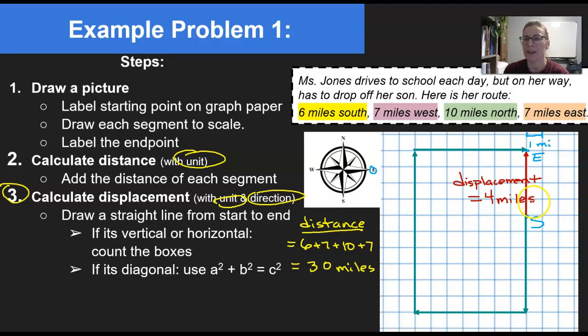But we also need a direction. So what direction is our arrow pointing when it goes from start to end? It's pointing north. So we're going to add that onto our answer. 4 miles north. Or you could just leave it with a capital N. All right, so now we have all the parts. We drew our picture, we calculated the distance, and we calculated the displacement.